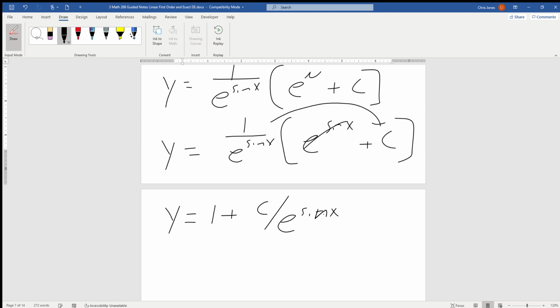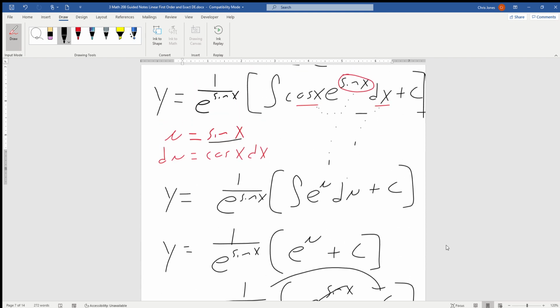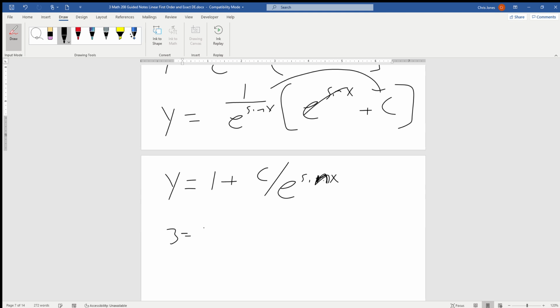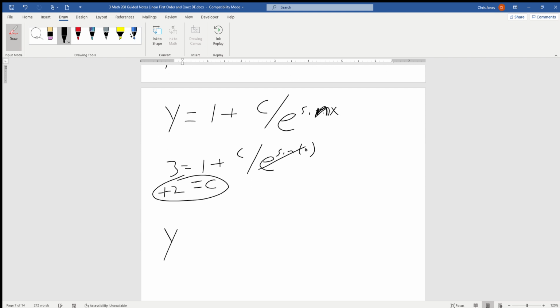All right, now again, just like every other problem, that's our general solution. However, we need the particular solution. So for our particular solution, we go back up. Y at 0 is 3, so we're going to end up with 3 equals 1 plus c over e to the sine of 0. Sine of 0 is 0, e to the 0 is 1, so that just cancels out. We subtract 1 from both sides, and we get that 2 is equal to c. We substitute back in, and we're done with this one. So y equals 1 plus 2 over e raised to the sine x.